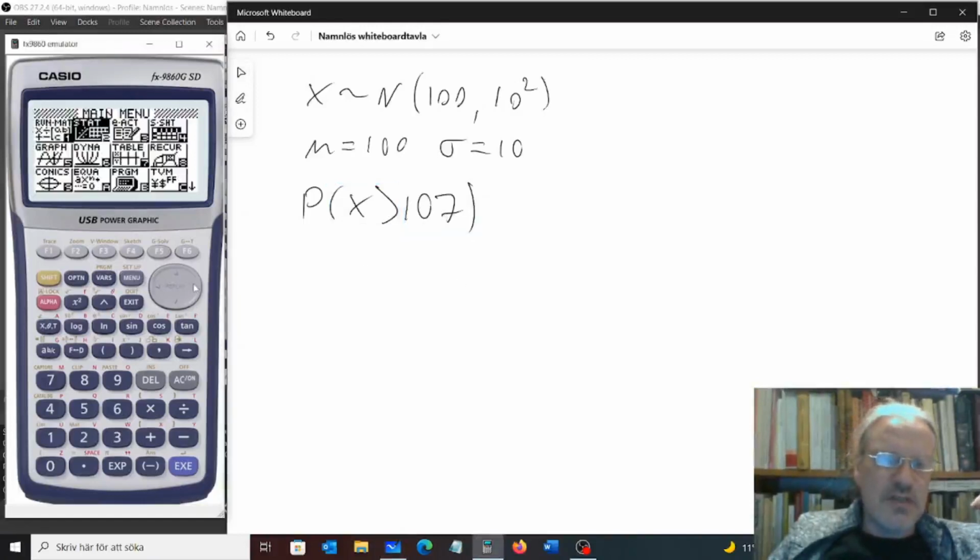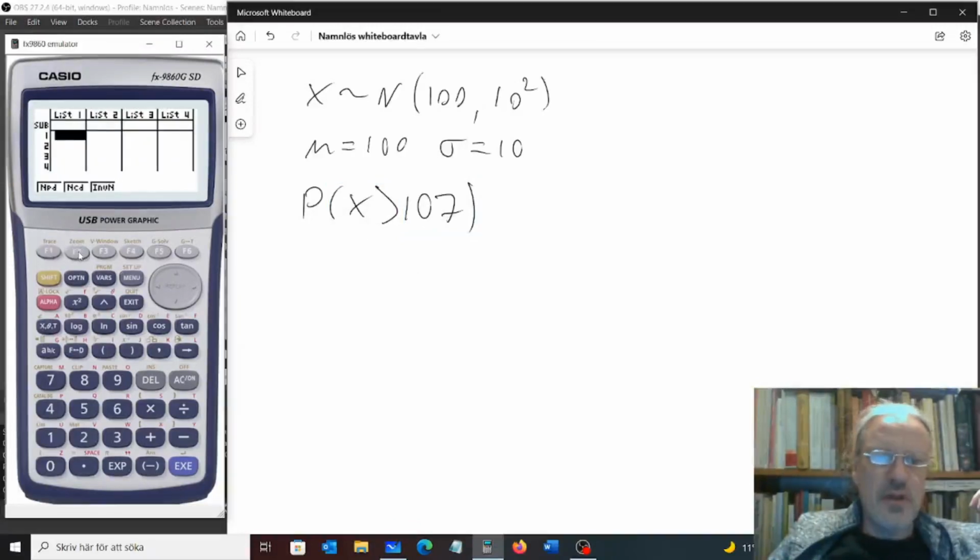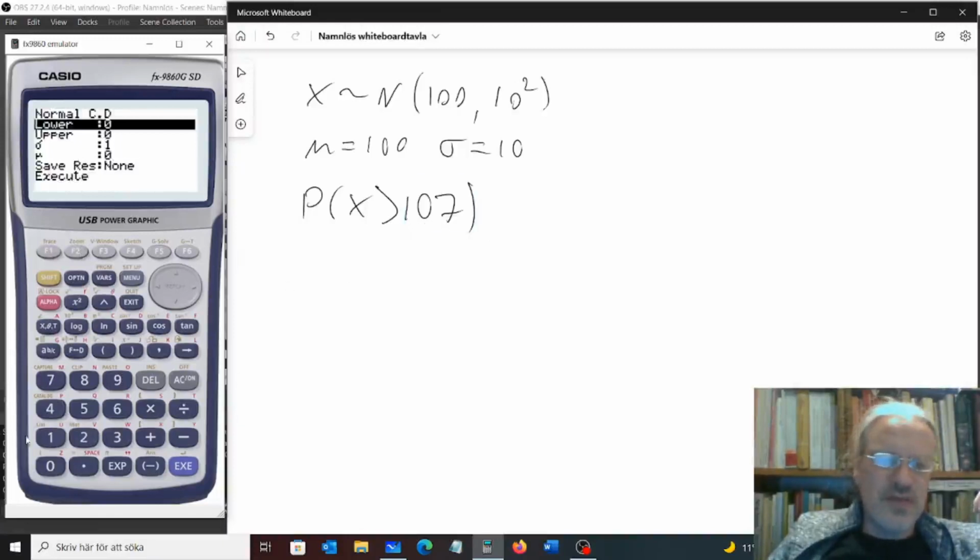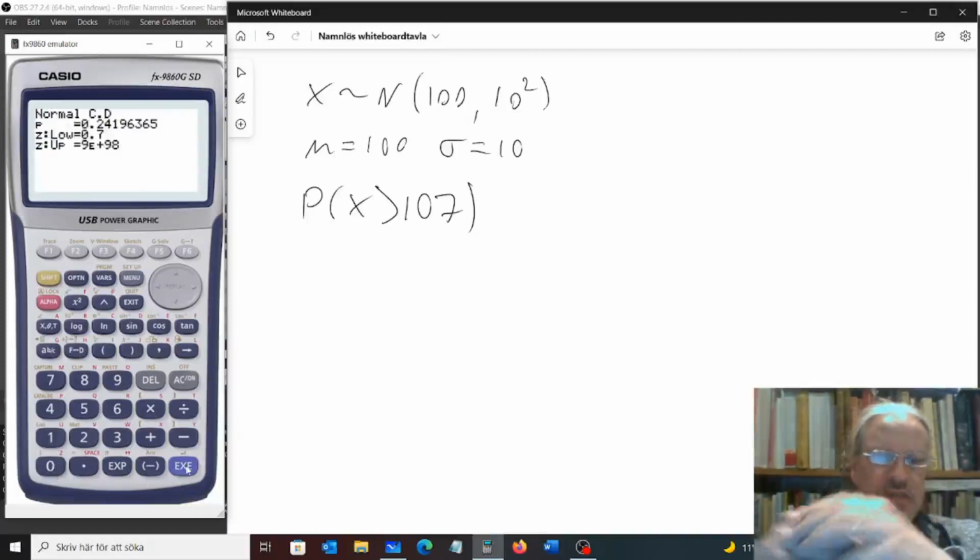So we go to Stat, Distribution, Normal Distribution, Cumulative. In the lower value, it's from this value, so you write 107. In the upper, we write something very big, since we want to go above this. Our standard deviation was 10, our average is 100, and we calculate and find that the probability is about 24.2%.